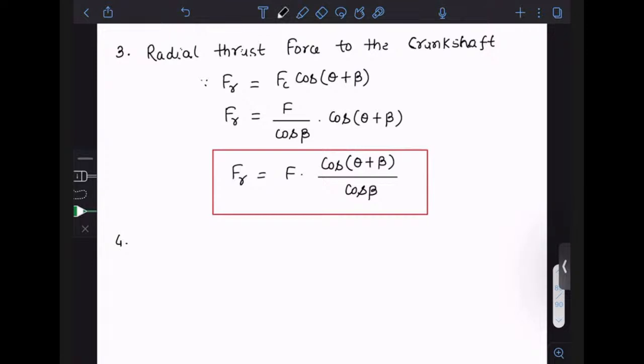See, tangential force acting on the... very difficult, very difficult it is there. Tangential force acting.